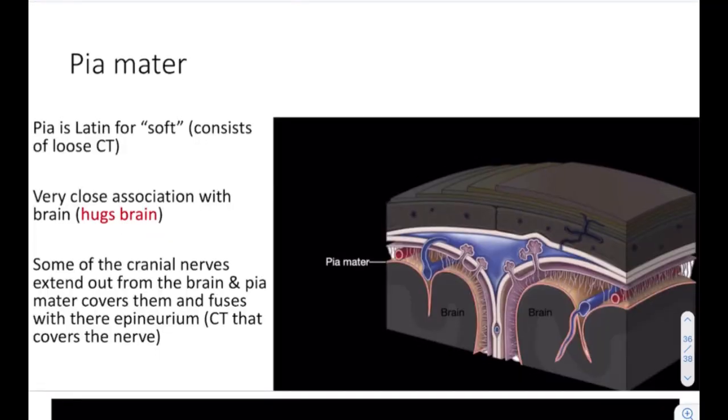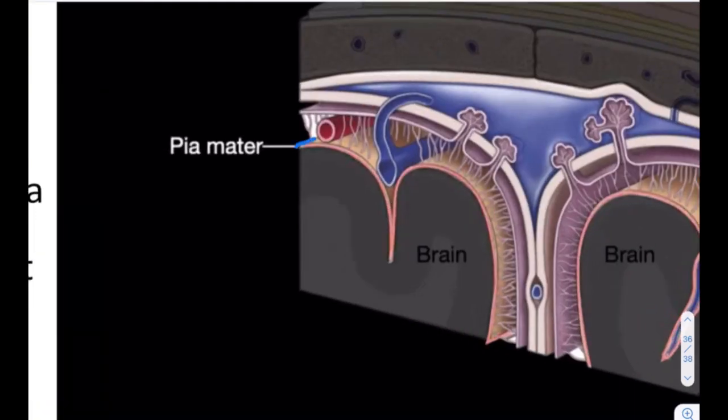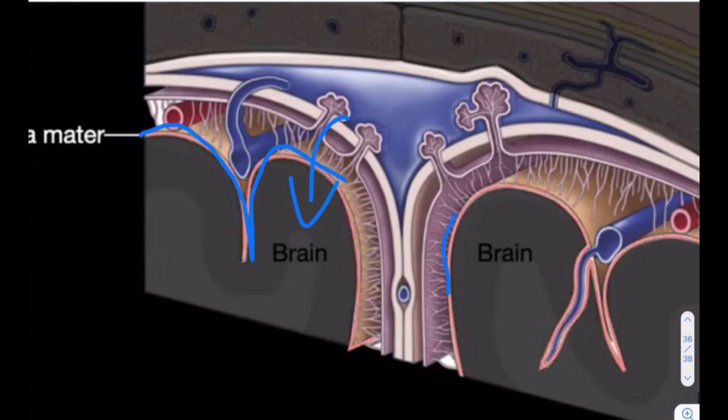The pia mater is Latin for soft. It consists of loose connective tissue. It has a very close association with the brain. It basically hugs the brain. You can see here, this is the pia mater. Okay. Here, the brain is organized into folds. So this fold here is called gyri, and then the depressions right here are called the sulci. So these are the sulci, and these are the folds. They're basically covered by the pia mater.